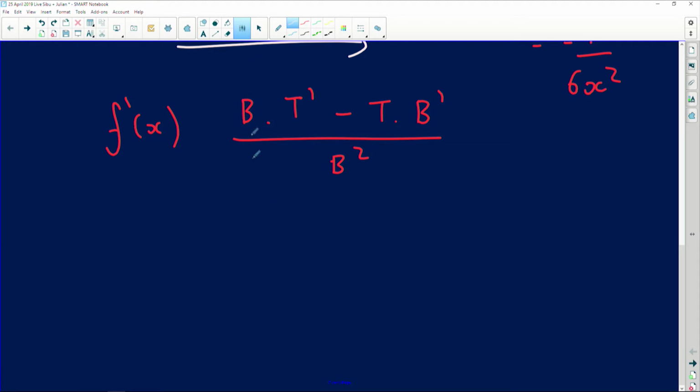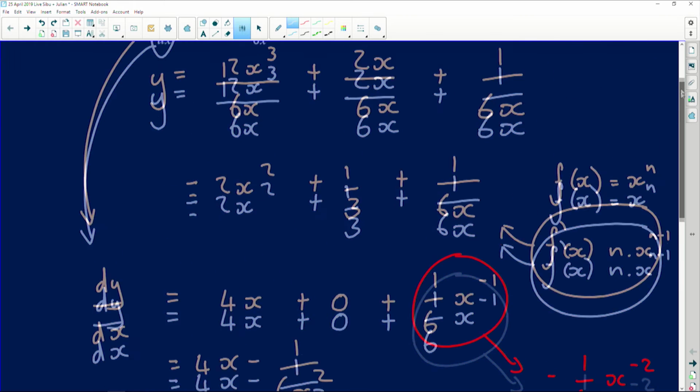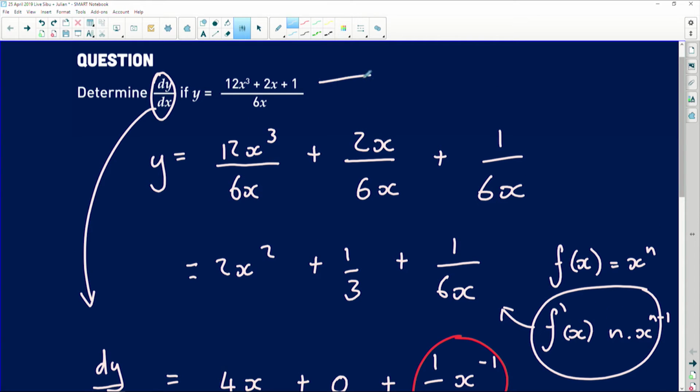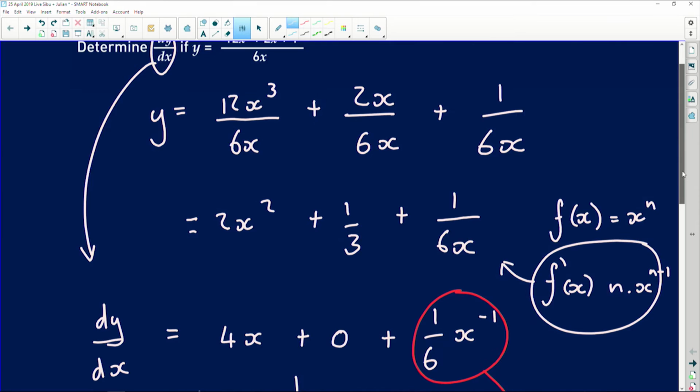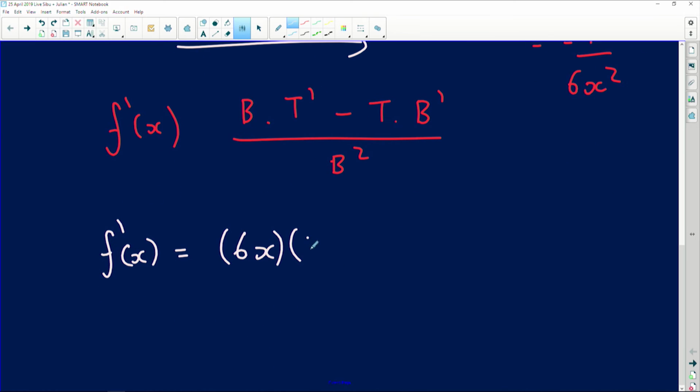So the first thing that we're going to plug in is my piece that is at the bottom. So we're going to have f prime of x is equal to the bottom, which is 6x. That's all going to be multiplied by the derivative of my numerator, which is the top. If we do the derivative of the numerator, we're going to get 3 times 12, which is 36x squared, plus 2. And then we're going to have a constant. So that's going to be the derivative of my top. This piece over here is the derivative of the top. So it's 36x squared plus 2.